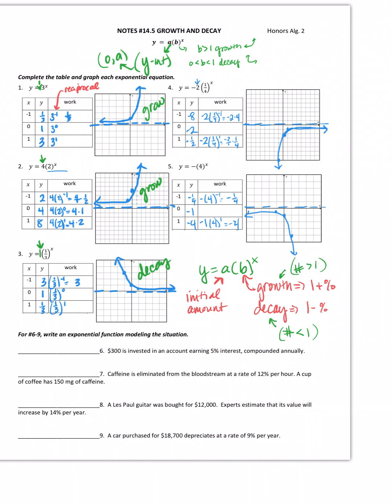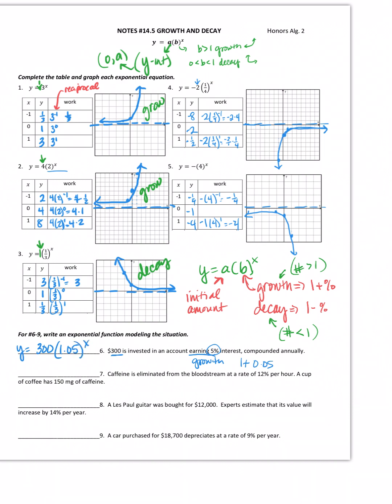$300 is invested in an account earning 5% interest, compounded annually. So let's look. $300 is my initial amount. Earning 5%, that would indicate growth, right? Now, when you do this percentage, when we do the 1 plus that percent, we need to make that a decimal, so 0.05. So when I write my equation, I'm going to say y equals 300 is my a. In parentheses, I'm going to say 1.05 and raise it to the x power, and that's it.